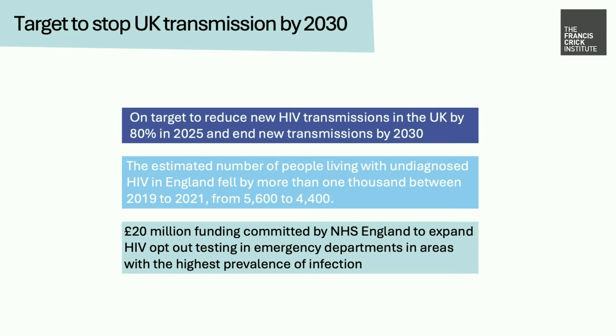But this is working. So actually, the number of people living with undiagnosed HIV in the UK is actually falling. And we are on target to reduce the number of new HIV transmissions by 80% next year, and hopefully by 2030 to stop all new HIV transmission. And a major point of this is actually that we've introduced opt-out testing. So this means that when you go into hospital, you can now be tested for HIV and you have to opt out if you don't want that. And that means that we can diagnose people who didn't realize they were HIV positive and get them onto drugs quickly, stop them from spreading it to anybody else, and also treat them to stop any complications.